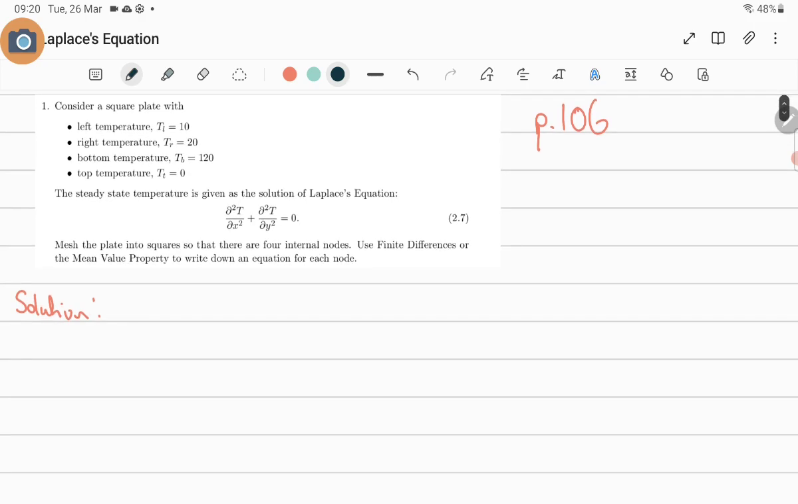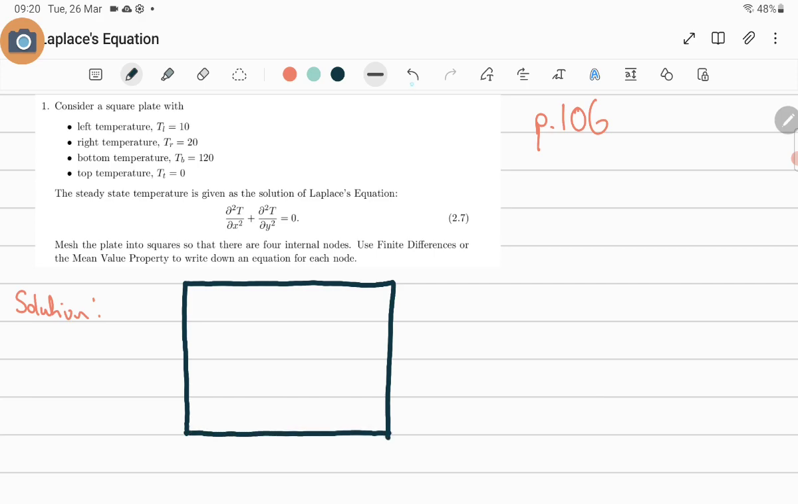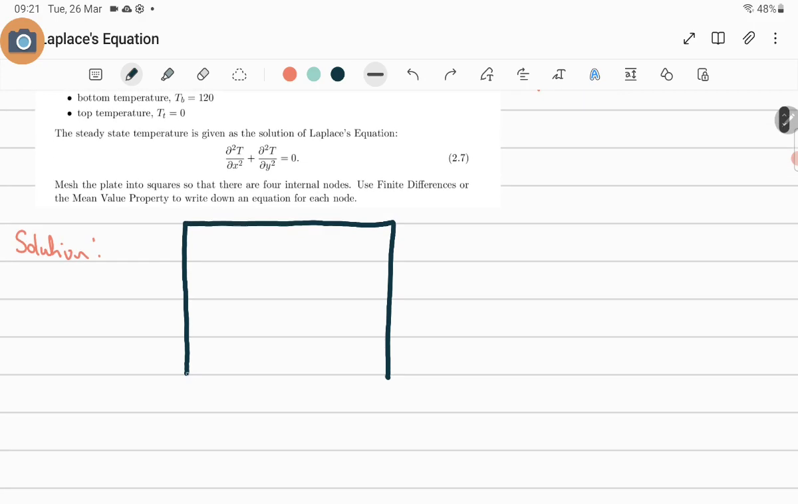I don't know how well I can draw. Allow me a line here. It really should be a square. More like it. And I want to mesh this up. So I want to mesh this up.